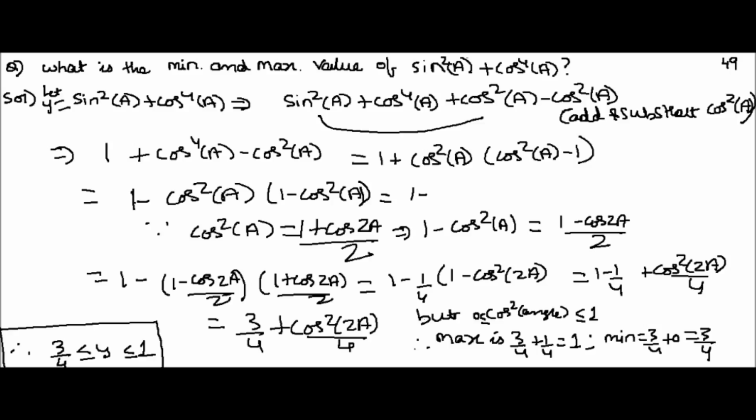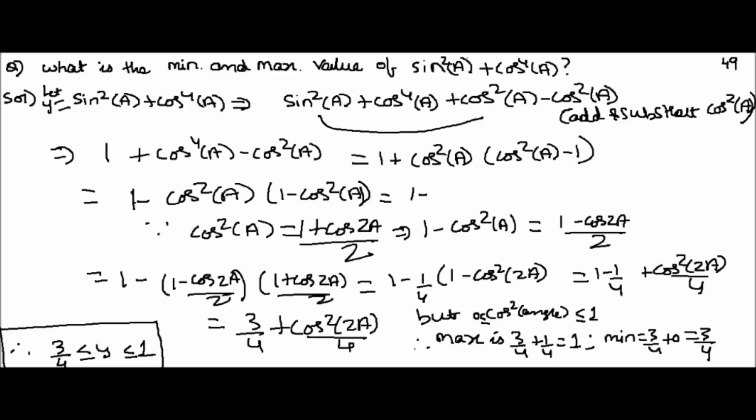So what is the minimum and maximum value of sine square a plus cos power 4a? This is a very tricky question, so let's see. Let y is equal to sine square a plus cos power 4a.